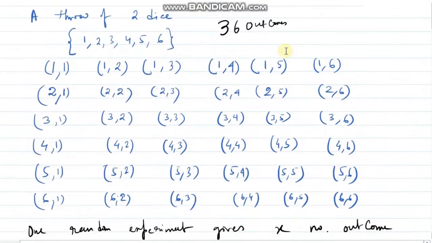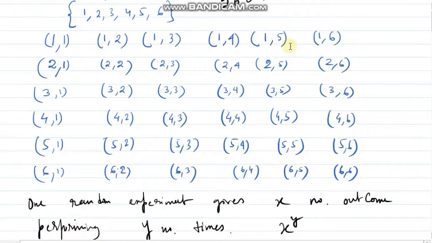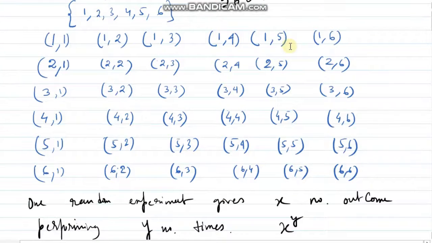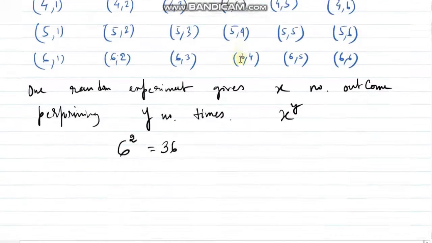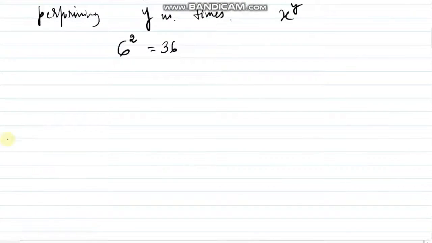Please do remember this thing. If I throw a die 3 times, or if I throw 3 dice, it will be 6 to the power 3, 216 outcomes. So based on this, now we will do a couple of things. So the first sum that I am going to do: what is the probability of getting 8 as sum?